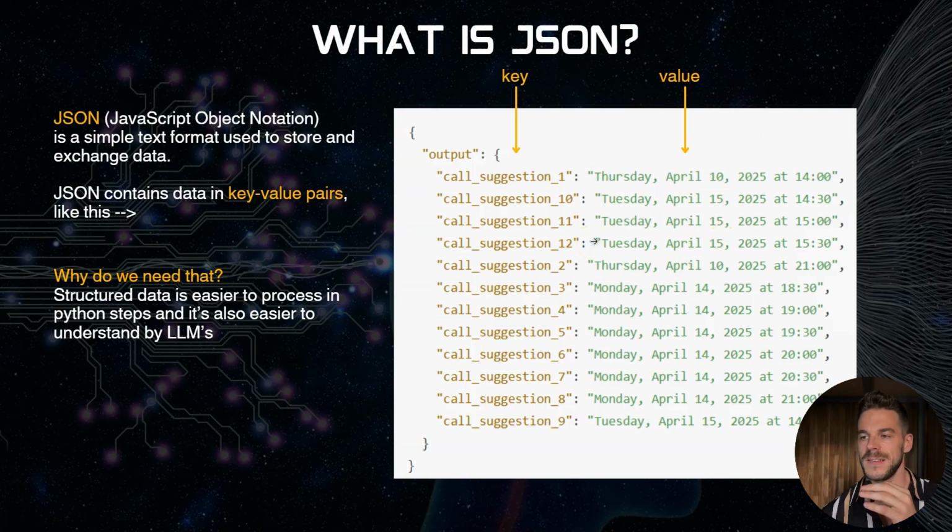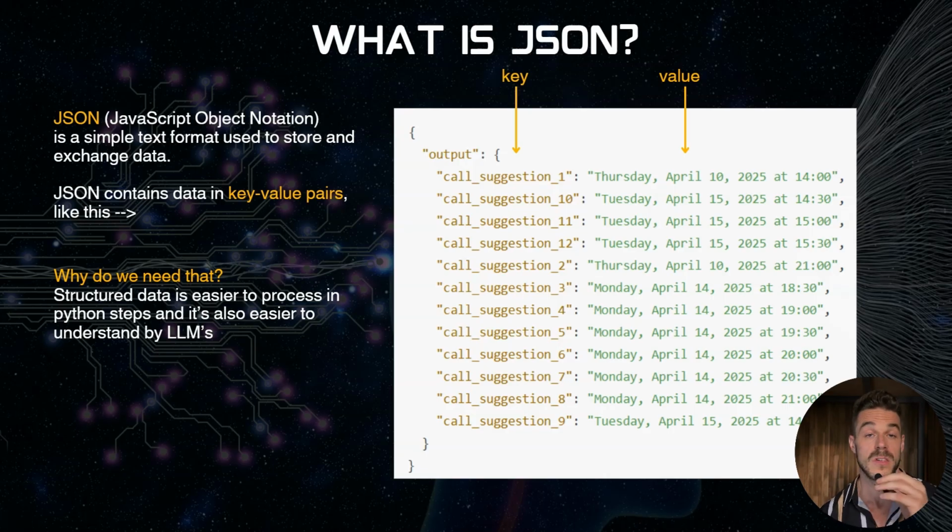So JSON is basically just a format that allows us to structure data in a way that is easier to process in Python steps, and it's also easier to understand by LLMs. So we are basically just cleaning up our output so that we can process this more easily in the next steps.